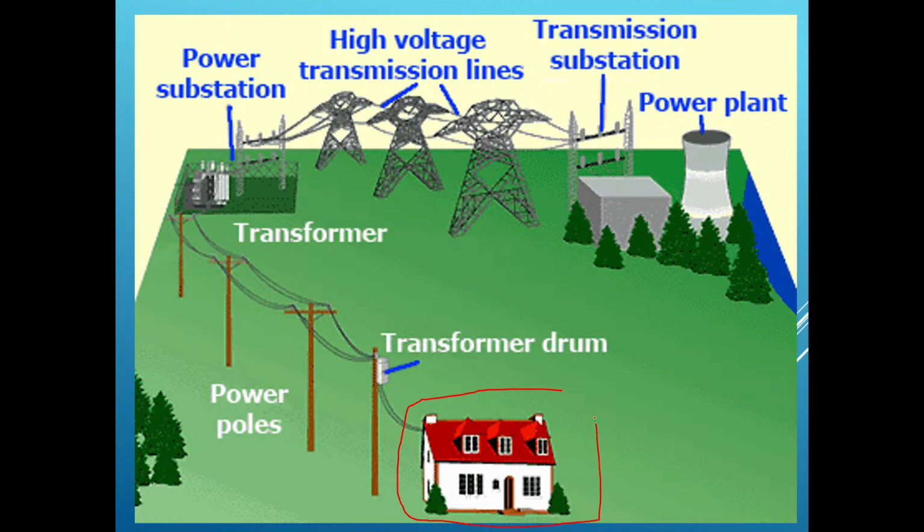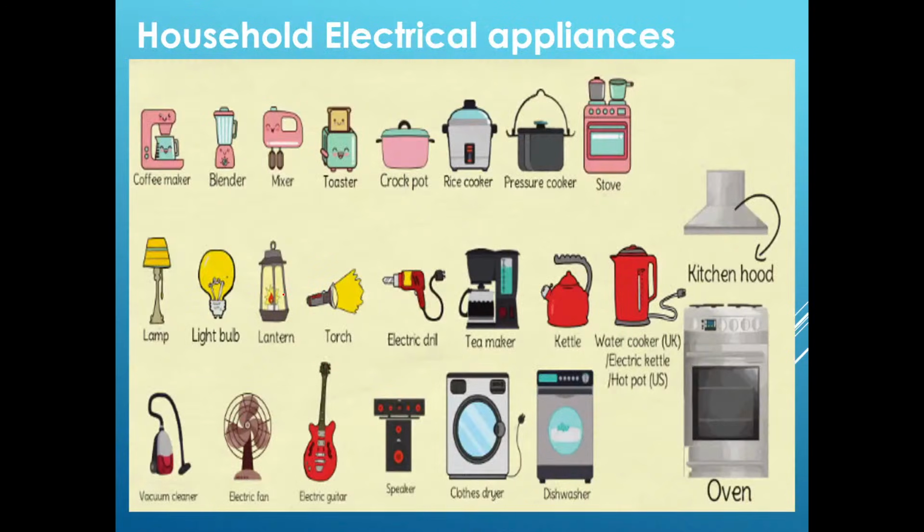After this electrical energy reaches the households, in the houses we have different electrical appliances. Here you can see we might have coffee makers. In almost every house there will be blenders and mixers, toasters, crock pots, rice cookers, pressure cookers, and an electrical stove. This is an electrical stove.